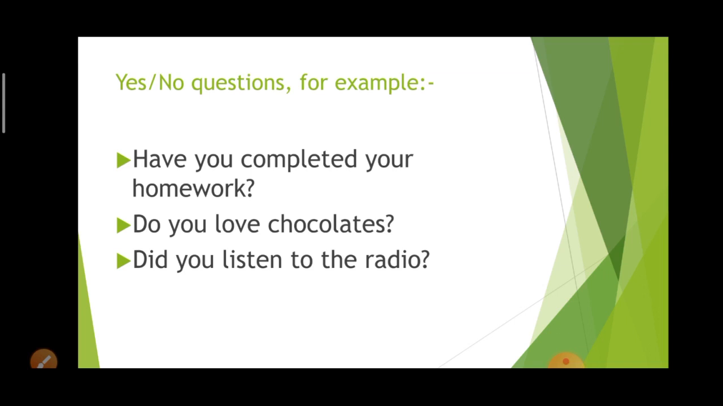Like if I ask you, have you completed your homework? Then what will be your answer? Yes, I have completed my homework. Or you can say, no, I have not completed my homework. If I ask you, do you love chocolates? Your answer may be yes, I love chocolates. Or else you can say, no, I don't love chocolates. So this is called a yes no question.